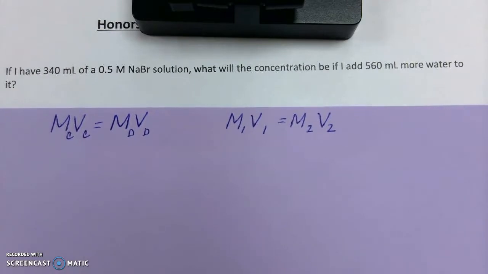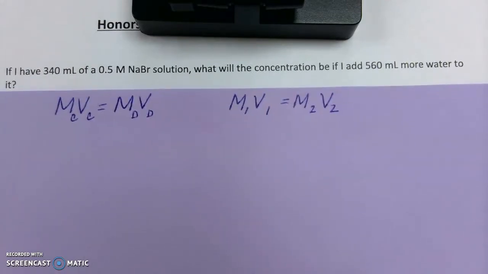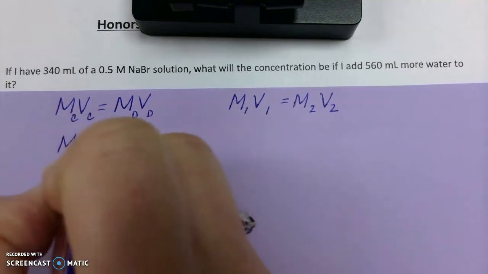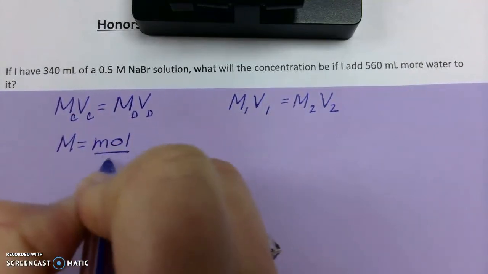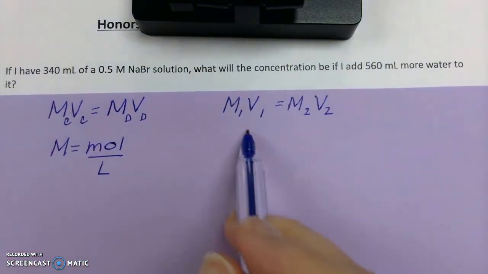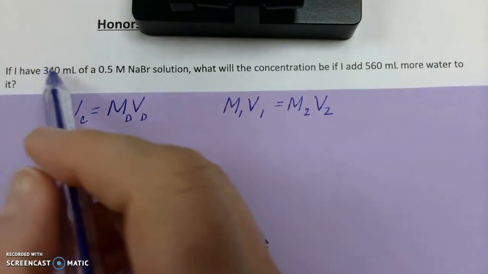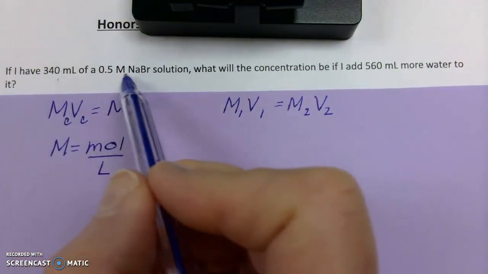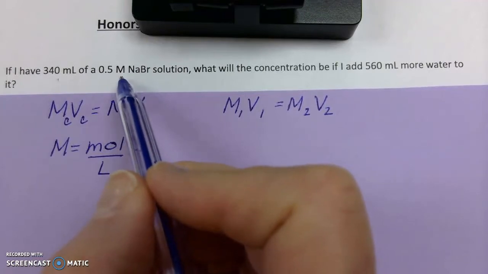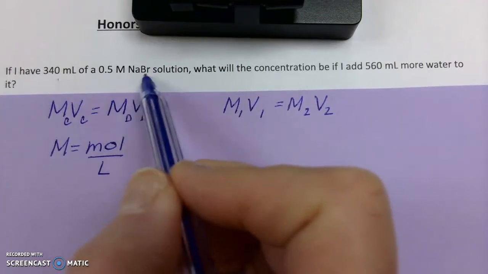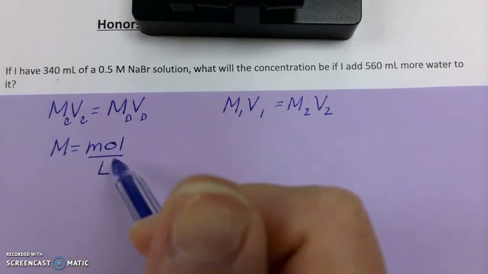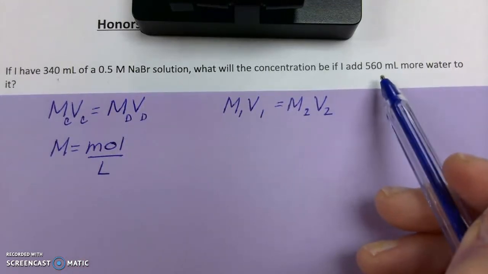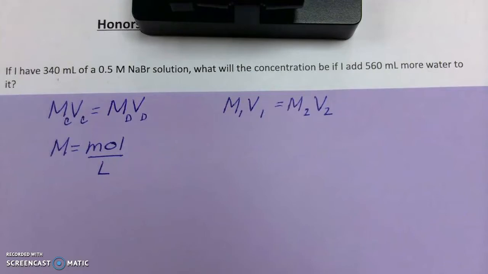And then this is a calculation that differs. You can also use, if you want to calculate moles, molarity is equal to moles over liter. So I'm going to show you using this method. If you have 340 milliliters of, in my example, 0.5 molarity, remember molarity stands for concentration of that substance, and this substance happens to be sodium bromide solution. What was the concentration if we are adding 560 more water?